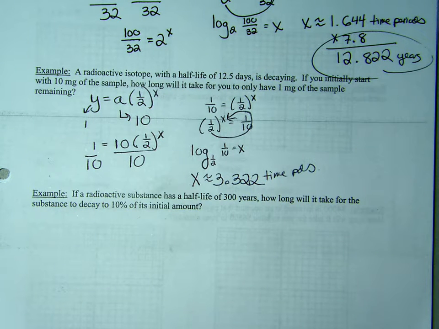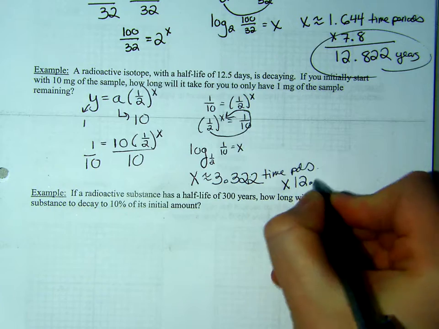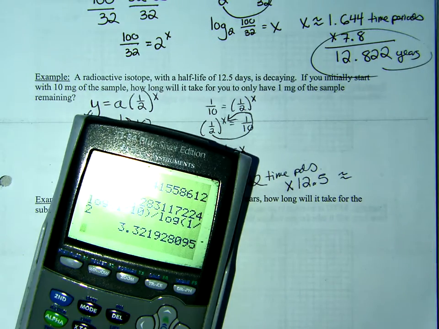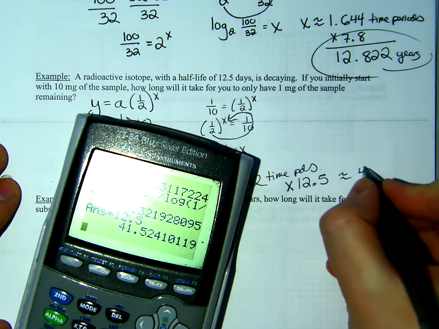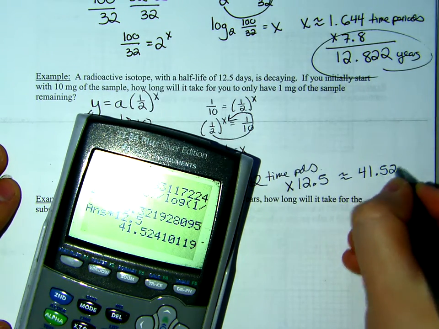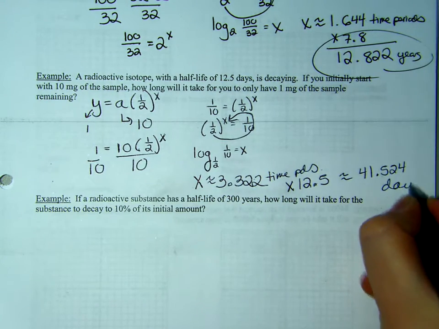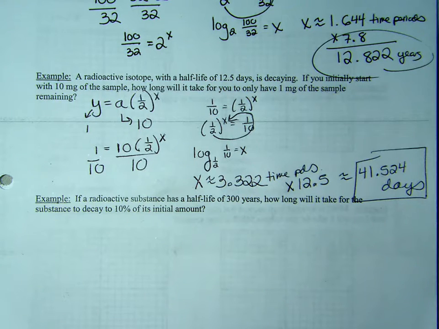It's 12.5 days. Oh, 12.5 days is 1 time period. So what do we do? Multiply it. You're going to multiply that by how long a time period is. I'm going to do times 12.5. I got error syntax. Well, then you typed something in wrong. The answer is not error syntax. You should get about 41.524 days. Be careful with the units.